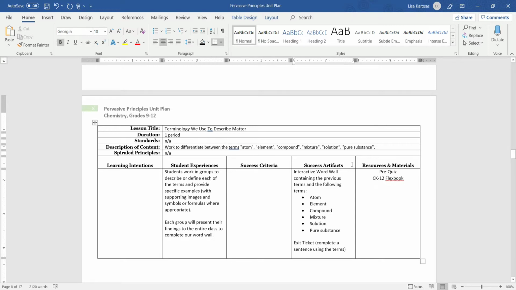So that's what this is all about when you see this. Success artifacts. What are we going to have at the end of class to show that the class as a whole has achieved the criteria? And then what am I going to have for individual students? But the big key here being the student experience.